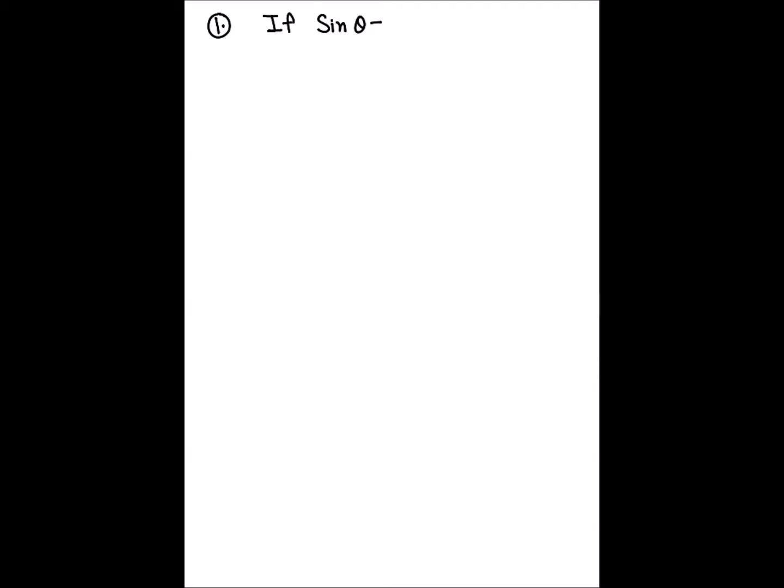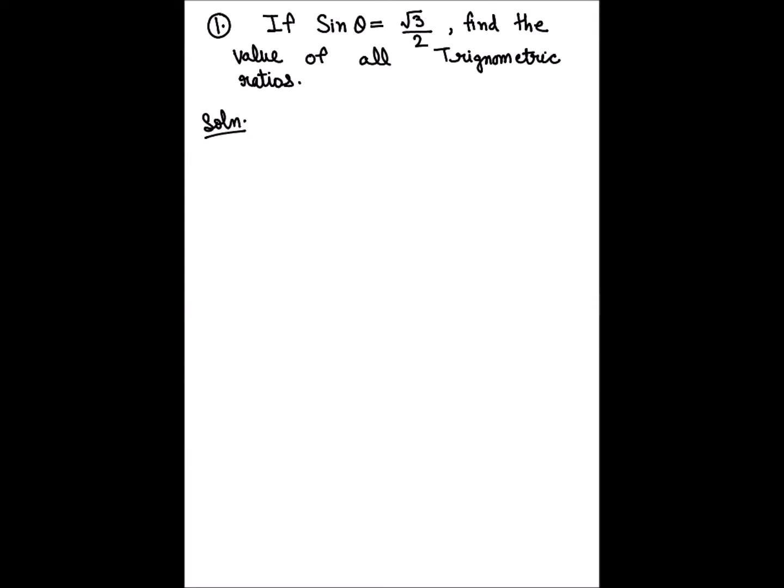The first problem is, if sine theta is equal to root 3 upon 2, then find the value of all the trigonometric ratios. That means the value of sine theta is given and we have to find the values of cos theta, tan theta, cosec theta, sec theta and cot theta. For this we will make a right angled triangle first. We have drawn a triangle ABC, right angled at B, and let's assume that angle C is the angle theta given to us. So BC will be our base and AB will be our perpendicular.